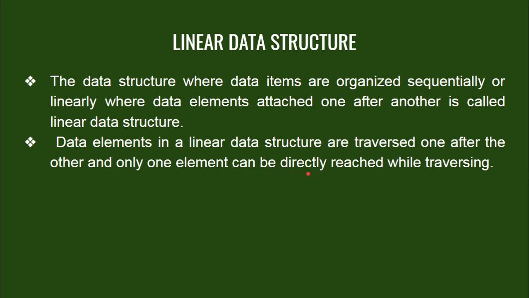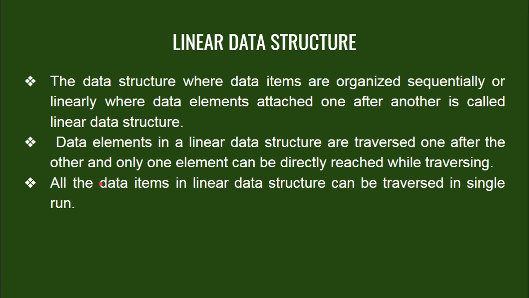Okay, so that is the concept in linear data structure. Traversal is linear. We can traverse, that means we can visit the data one after the other. And all the data items in linear data structure can be traversed in a single run. So what is a single run? It is starting from one direction to the end direction. That means once you start, it will just keep on traversing or visiting the consecutive data. So that is the single run.